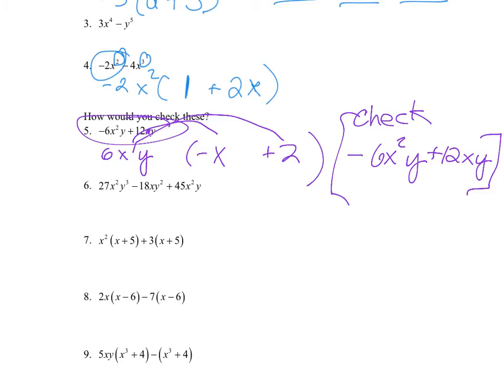All right, for number 6. Looks like they all have a 9. So I can pull out a 9. I'll be leaving behind for the 27, a 3. For the 18, a 2. And for the 45, a 5. Okay, that's supposed to be a minus.